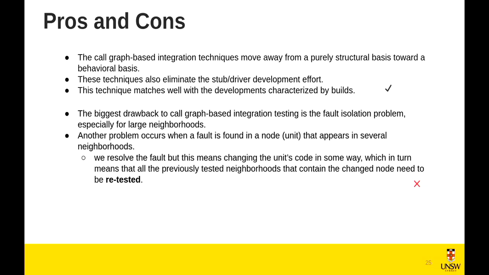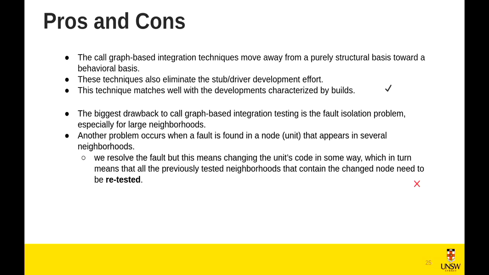However, there are some drawbacks of this type of call graph-based integration. The biggest drawback is still the fault isolation problem. Especially for neighborhood call graph testing, if we do pairwise testing, of course, we can easily isolate the fault, but we will face the problem of having too many pairs. But if we use neighborhood testing and set the radius of the neighborhood to a larger number, then we may face a problem of localizing the bug we have found.